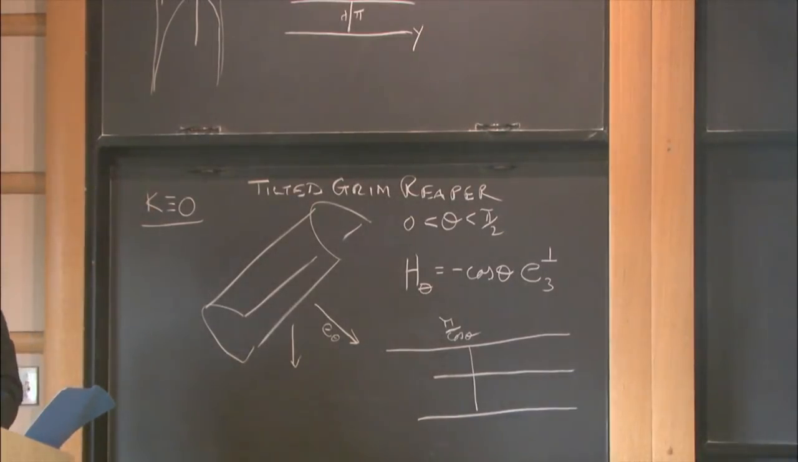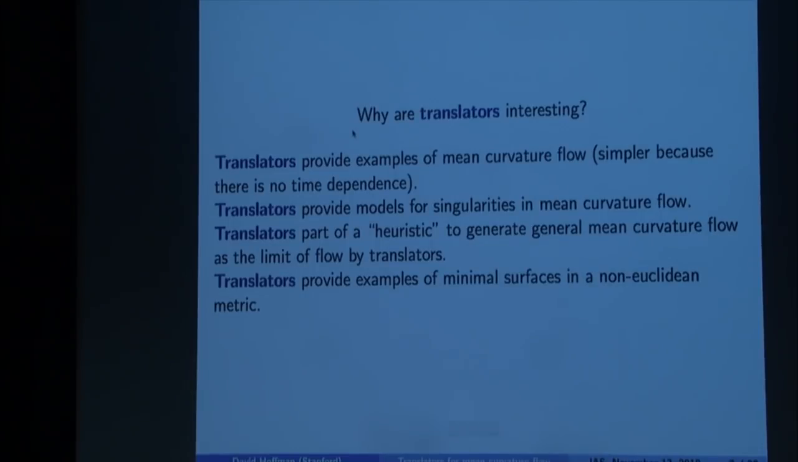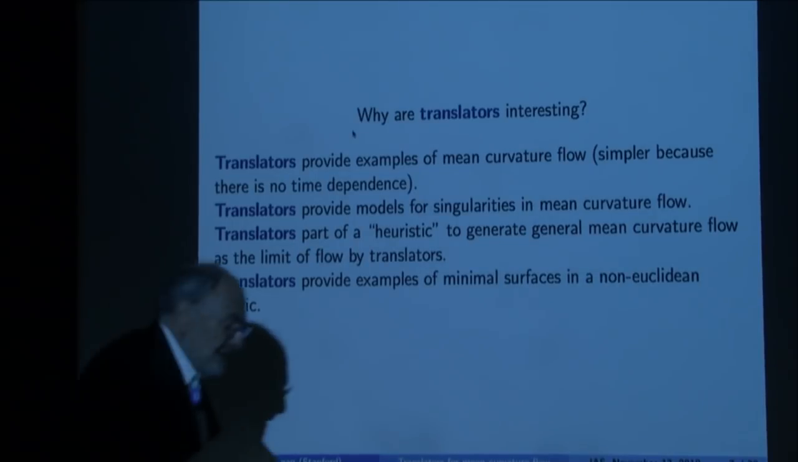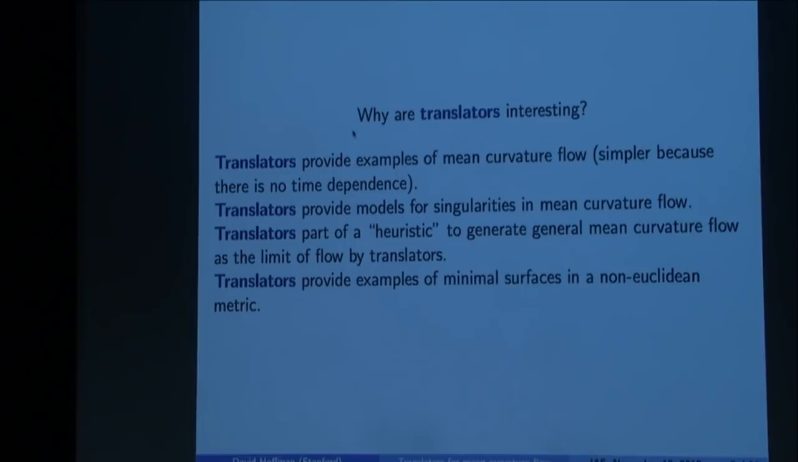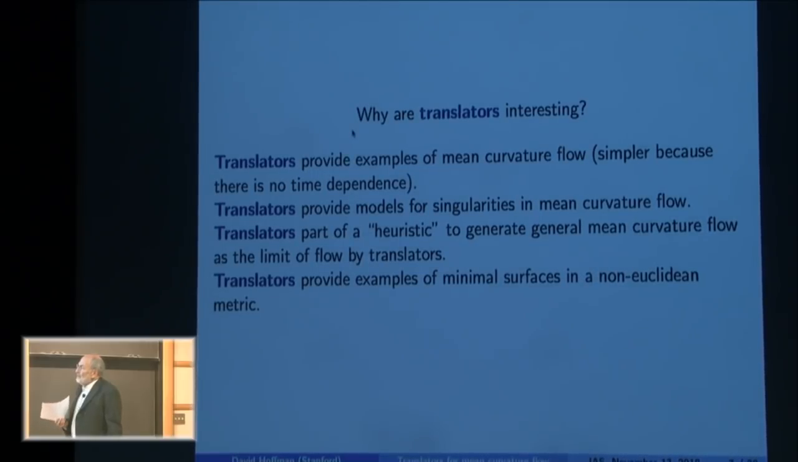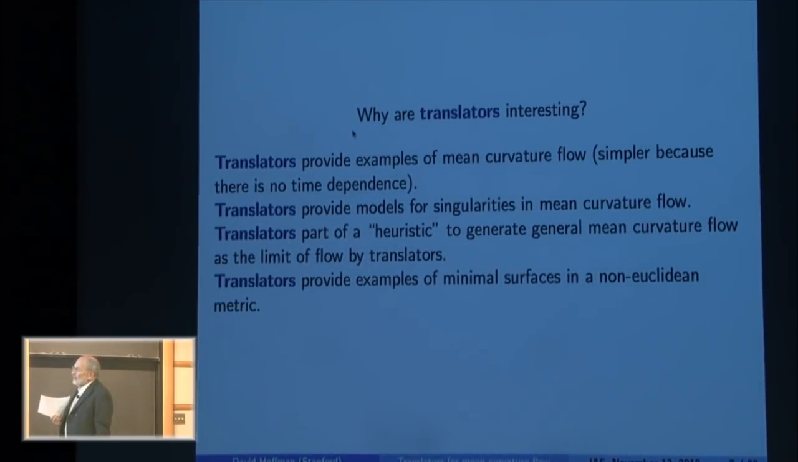OK. These examples couldn't be simpler. And it turns out these are almost all the examples. OK, so let me try to answer this question. Why are they interested? Well, they provide very simple examples of mean curvature flow. That's the first one. And they provide models for singularity in mean curvature flow.